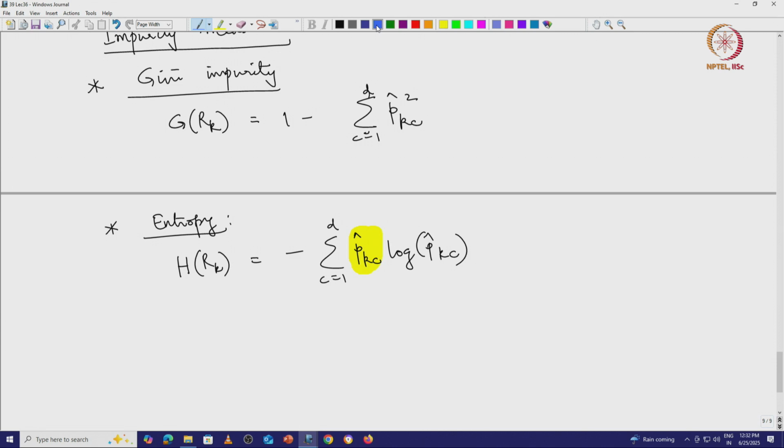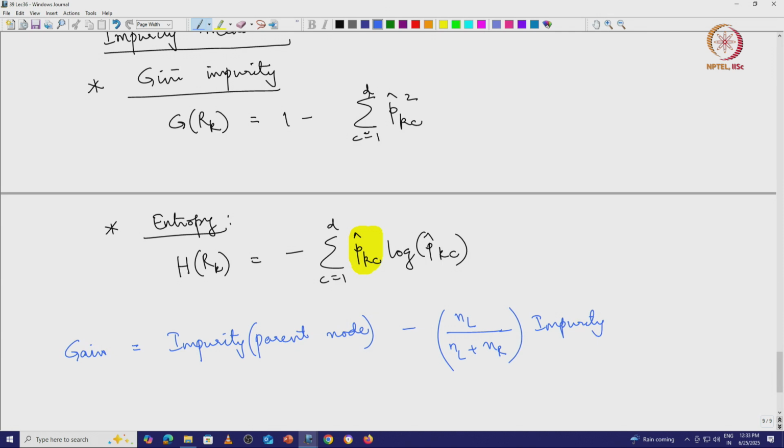Now you can look at the gain in the impurity, or the reduction in the impurity. That is defined as the impurity of the parent node minus, and you have to weight this, the number of points in the left region divided by the total number of points, times the impurity of the left child node.